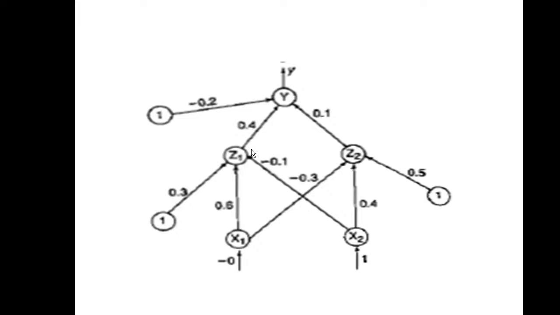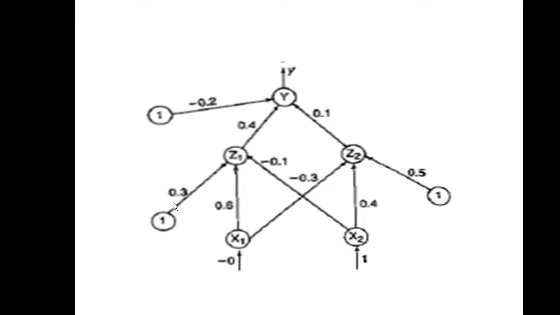Then the hidden layer is there. From x1 to z1 there is a 0.6 weight, and from x2 to z1 0.4 weight. From x1 to z2 minus 0.3 is there, and from x2 to z2 minus 0.1 is there.